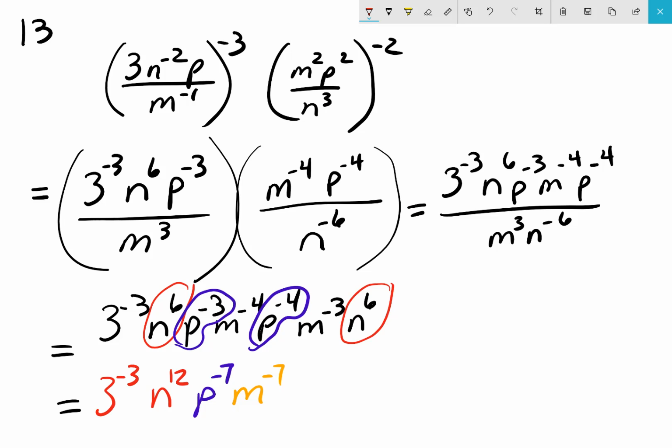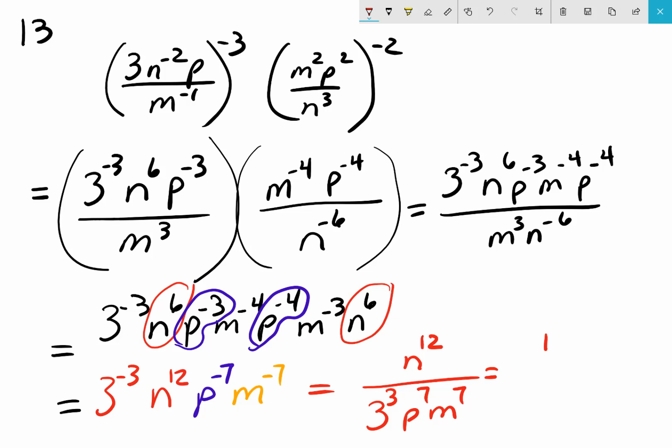All right, now all you need to do, you've completely combined all the things you can combine, and now you're going to write it with all of the exponents positive. So the only thing that's going to stay in the numerator is that n to the 12th power. Then you're going to move the 3 to the negative 3 down to the bottom, and it'll become 3 to the positive 3. You're going to move p to the negative 7 down to the bottom, and it will become p to the 7th. You're going to move m to the negative 7 down into the denominator, and it will become m to the positive 7.